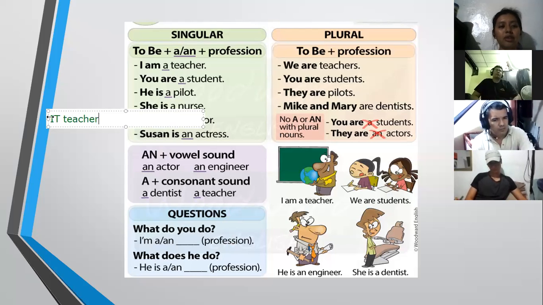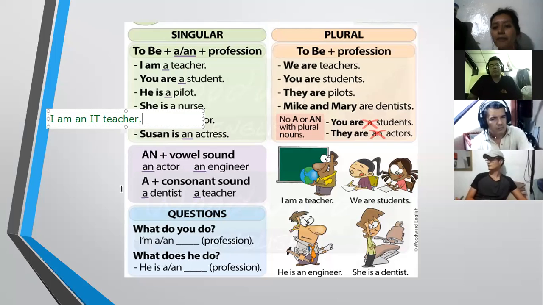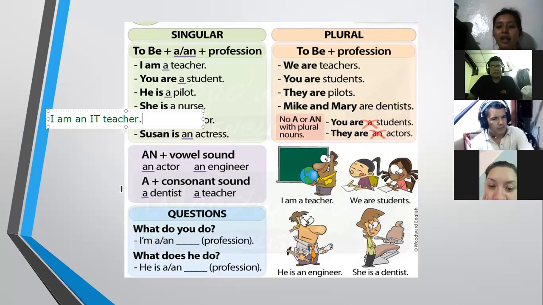Okay, so you can say that, for example, I am an IT teacher. Information technology teacher. Not informática, ¿verdad? Okay. Así sería. So, what does he do? ¿Qué es lo que hace Mario? He is a teacher. Okay.